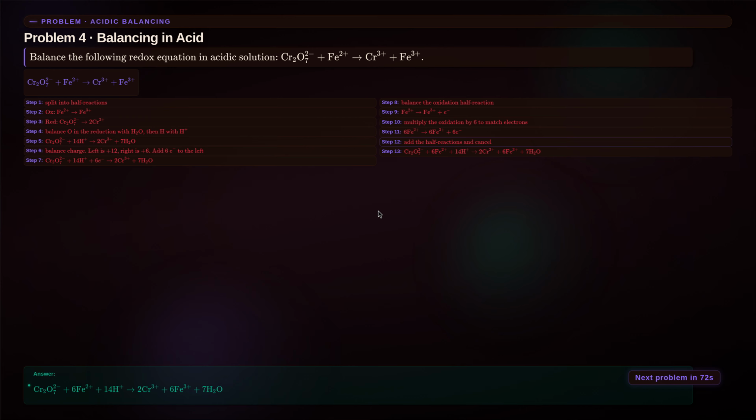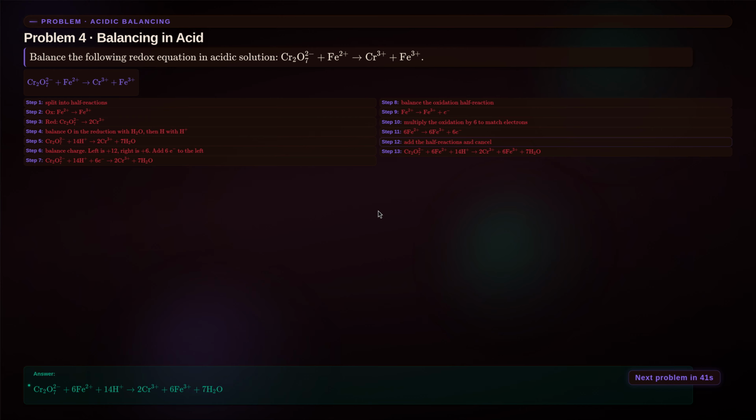Reduction half. Cr2O7 2- plus 14H+ plus 6e- gives 2 Cr3+ plus 7H2O. Step 3. Balance the oxidation half. The charge on the left is +2. The charge on the right is +3. Add 1 electron to the right. Oxidation half: Fe2+ gives Fe3+ plus e-.